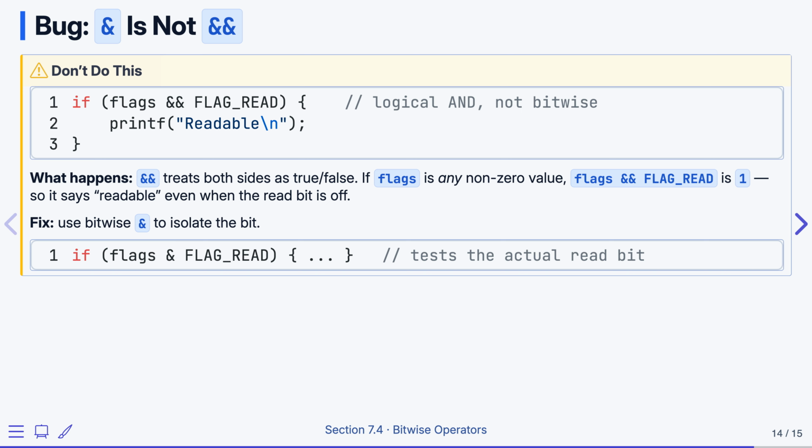If flags single ampersand FLAG_READ isolates the real read bit and is only true when that bit is set. Single ampersand works on bits. Double ampersand works on truth values. They are not the same.